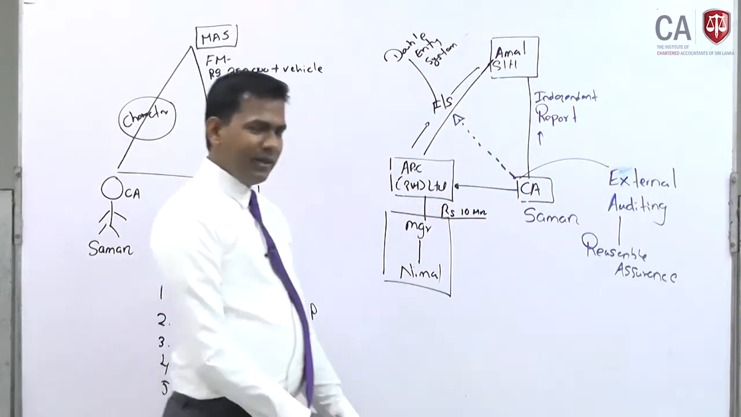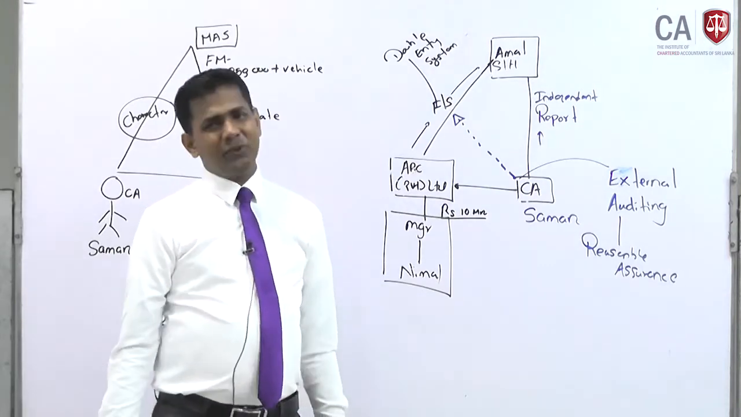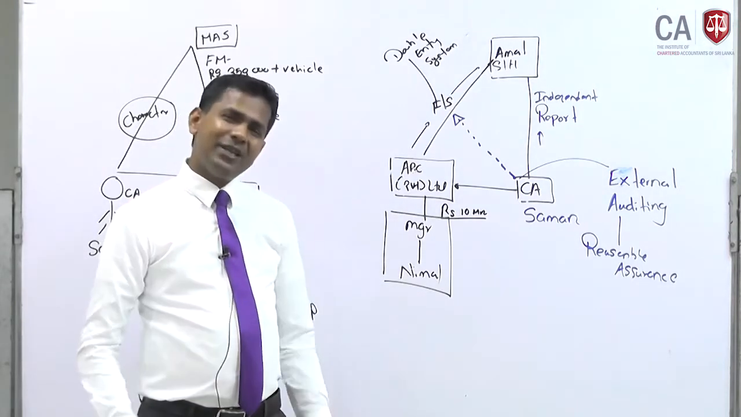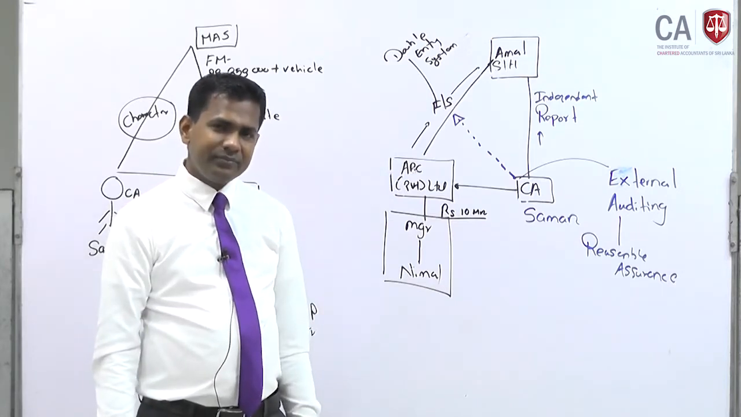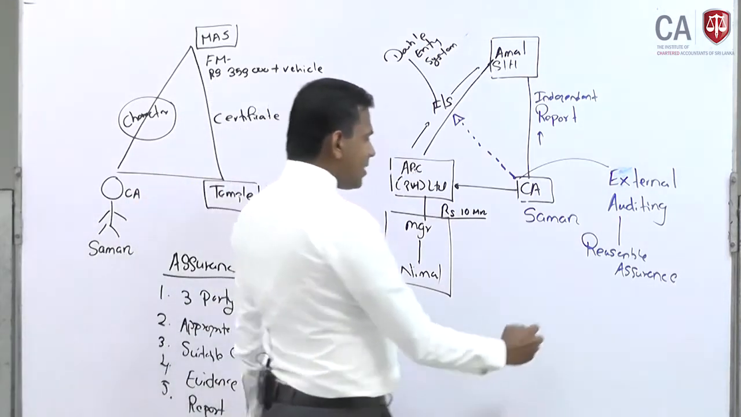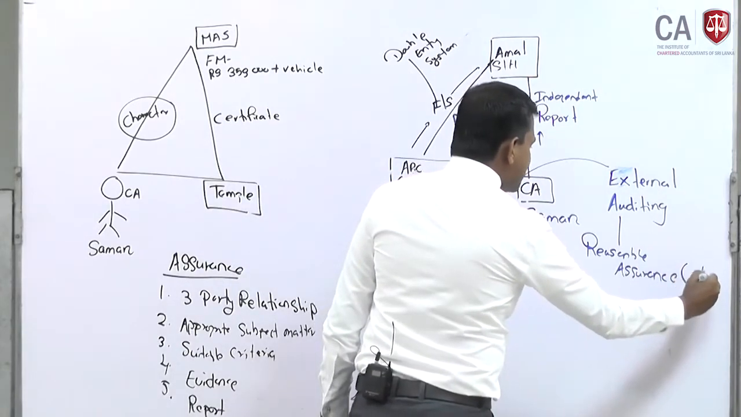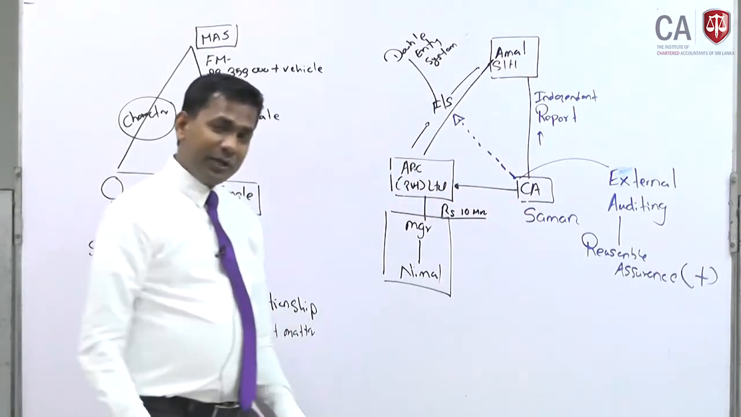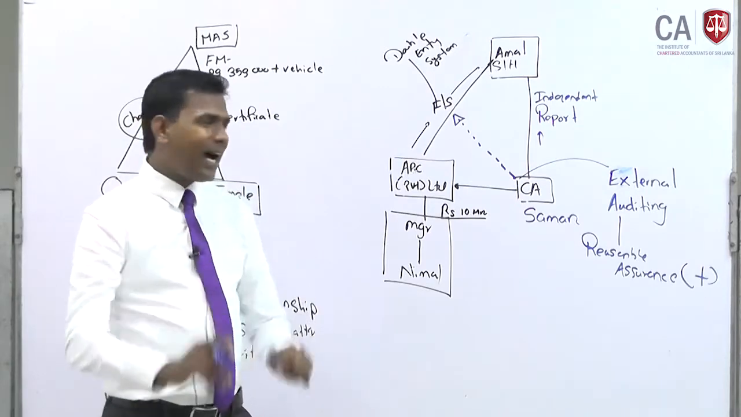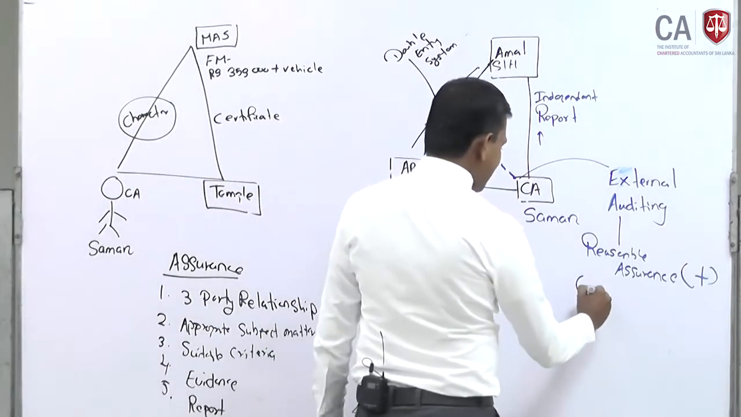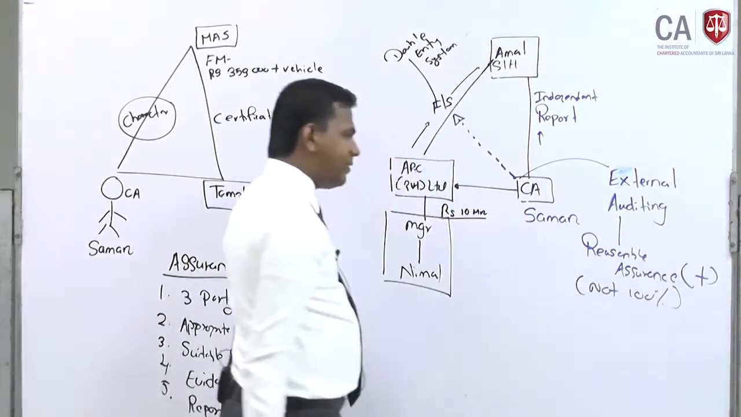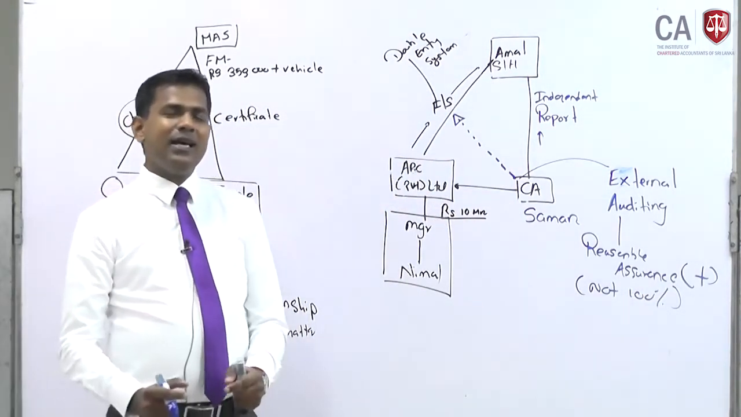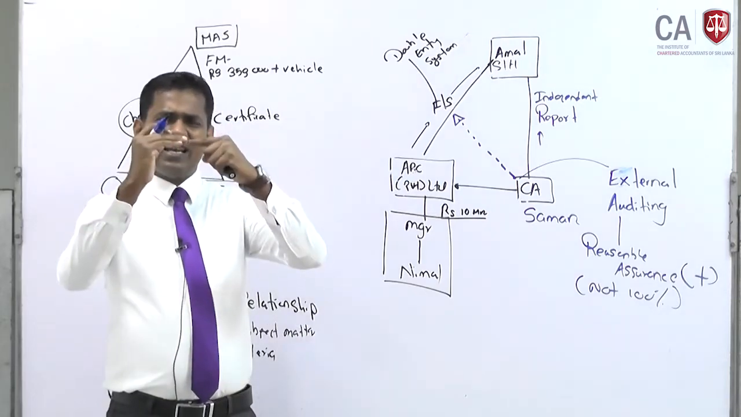Can you remember? So we give reasonable assurance. So what is meant by reasonable assurance? Reasonable assurance means it is a very positive assurance, but not 100%, right? We cannot give a 100% assurance. This is positive. We are telling it's positive.